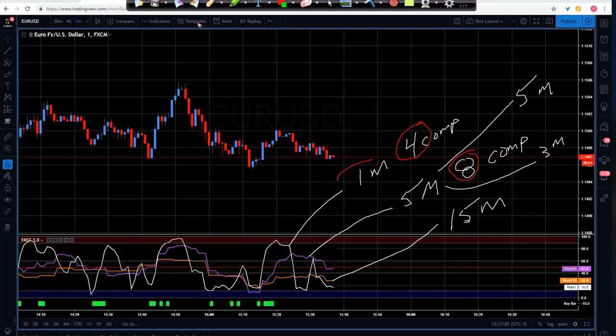Now the 15-minute plot is kind of interesting. We call it the power 15. And it has 12 components. It measures the 15.